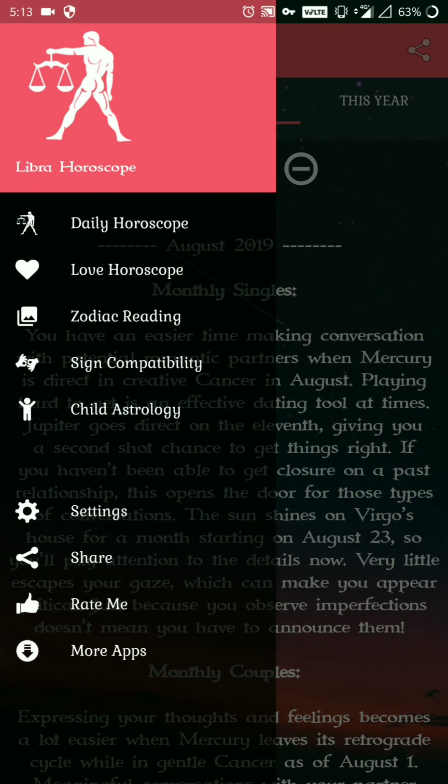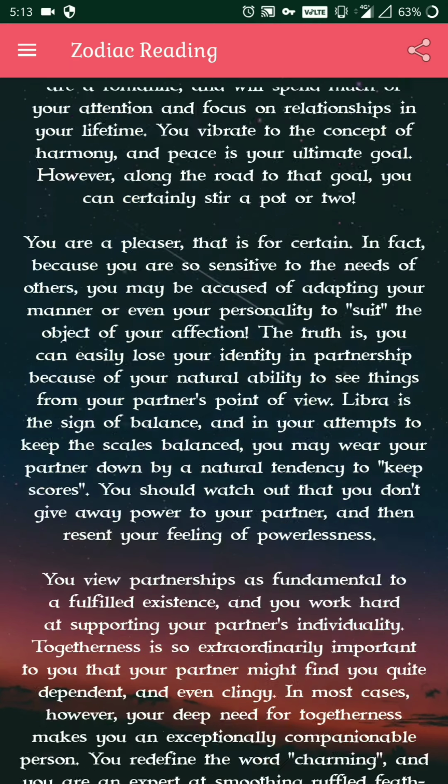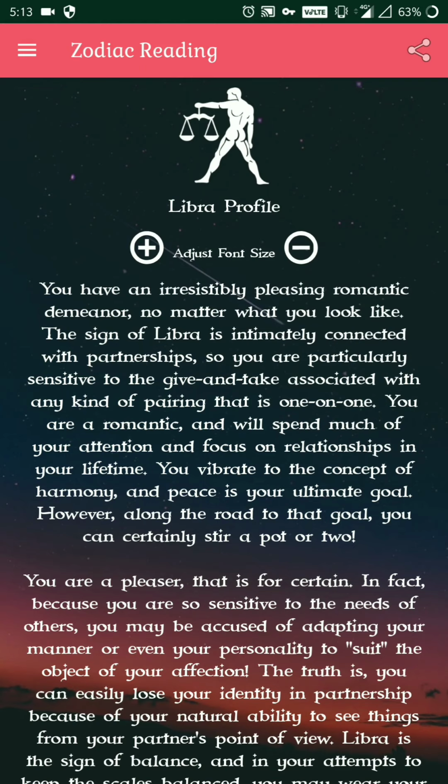Third feature is zodiac reading. This is a basic zodiac profile for the person having Libra as the zodiac sign. This will tell you how the person is, what his personality traits are, or what his hobbies are. This is a basic profile reading for the person. It's nice information to have. This also you can share.